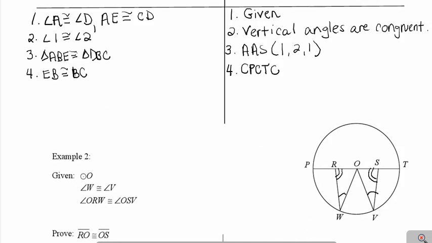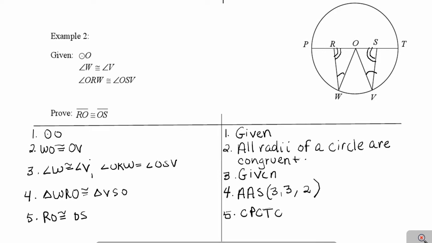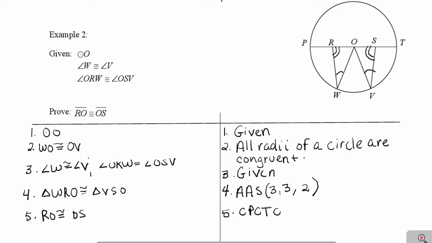Moving on to this next example, we're given circle O, and that angle W is congruent to angle V, and angle ORW is congruent to angle OSV. So I copied on that first given, and anytime I'm given a circle, I always look for radii. So I said that WO is congruent to OV because all radii of a circle are congruent.